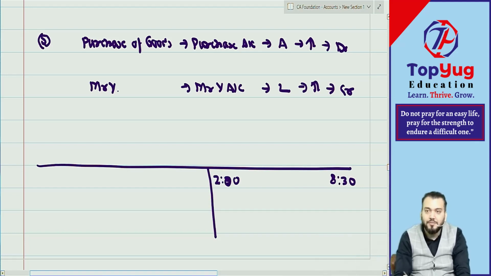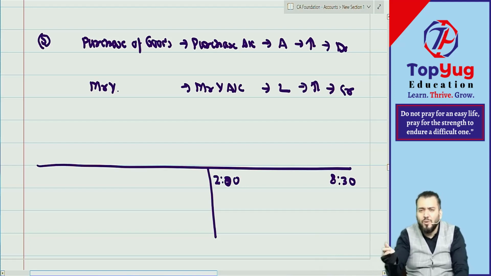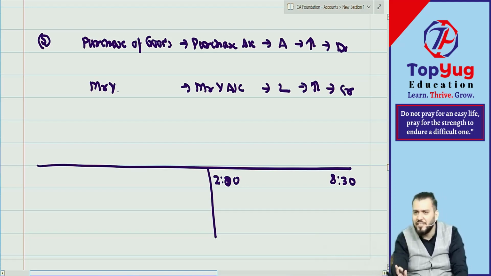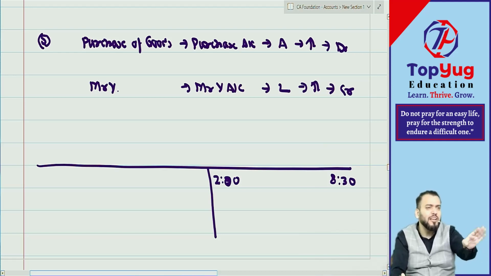From 2 to 8:30 you are here. Now you reach home I think by 9 or by 9:30. It might happen you are coming from far, so 1 hour it will take.